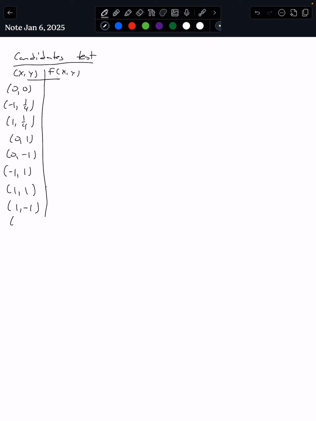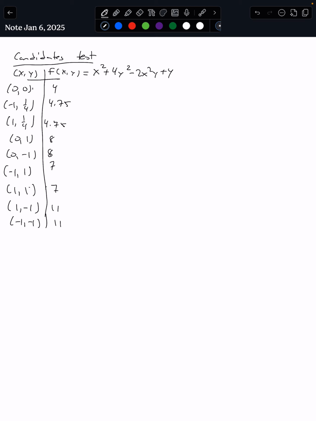Oops, I think I forgot one. (-1, -1). There we go. Let me count: 1, 2, 3, 4, 5, 6, 7, 8, 9. And we're going to plug them into our function, x squared plus 4y squared minus 2x squared y plus 4. I'm going to do this for you. Here we get 4, 4.75, 4.75, 8, 8, 7, and (-1, 1) was 7, (1, -1) is 11, and (-1, -1) is also 11. I just typed them all in for you.